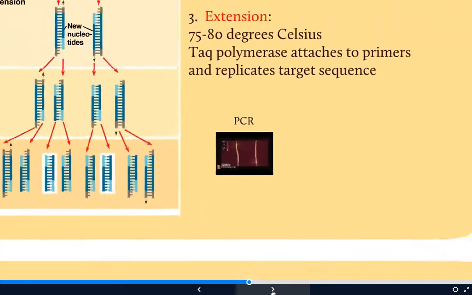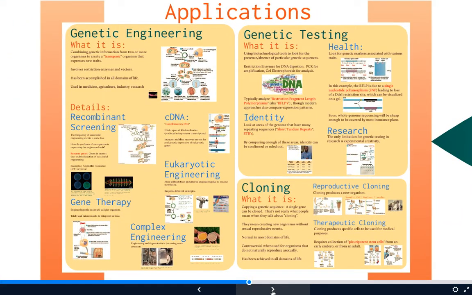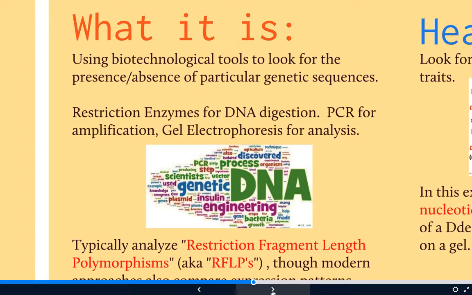And that's PCR. All right, so let's take a quick look at genetic testing using biotechnological tools to look for the presence or absence of particular genetic sequences. You need restriction enzymes for this. And then once you have that gene of interest, you need to amplify it with PCR. And then gel electrophoresis lets us know that we actually have the amplified sequences that we want.